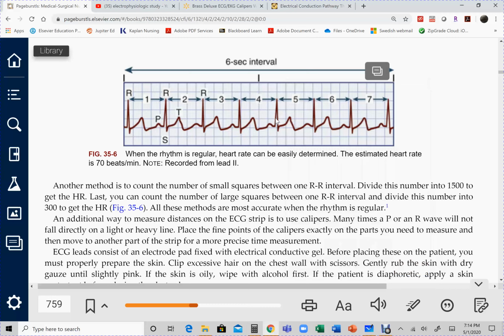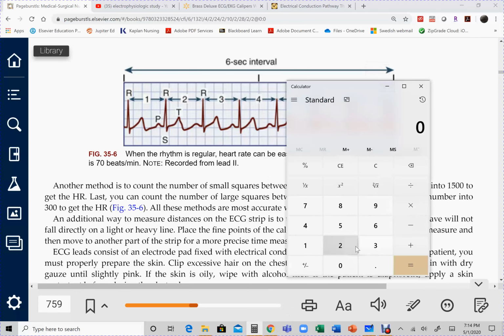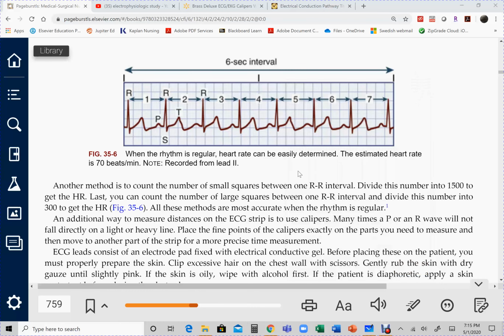What if I count the big blocks? Let me find another R wave that falls close enough to a solid line. Let me try this one. I'll go backwards here. 1, 2, 3, 4. If this is 4.5, I'll say this is about 4.2. So there are 4.2 big blocks between those two R waves. So 300 divided by 4.2, I still get 71.4, which is close to my 70. See, so you can practice on that.